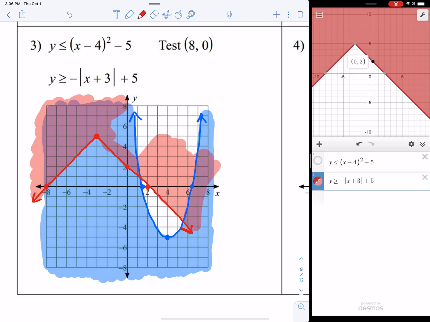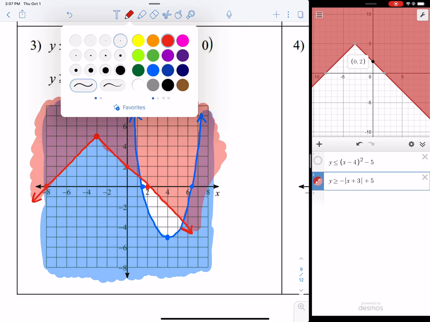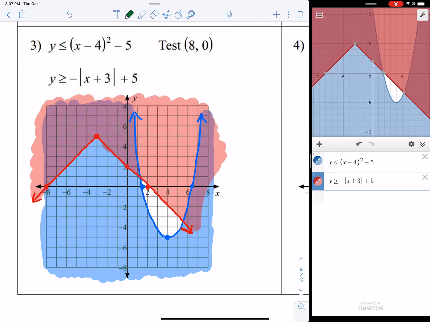So above that absolute value graph, all those points are included. All right, so our feasible region, you can turn the first one back on again and see that your graph looks like the one in Desmos. And our feasible region is over here. It looks kind of purplish because that's where our blue and red come together to look kind of purple.